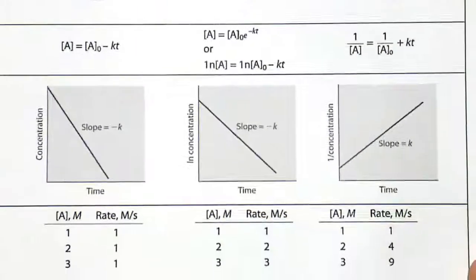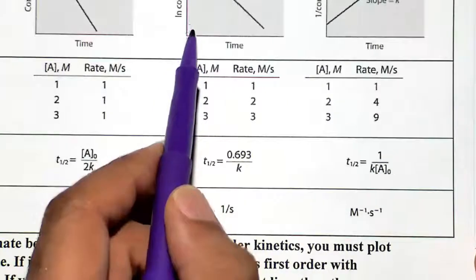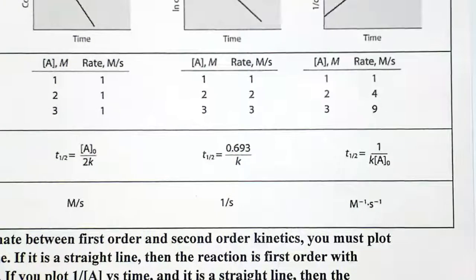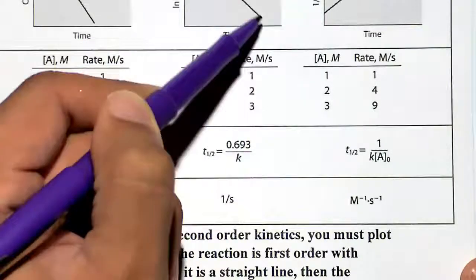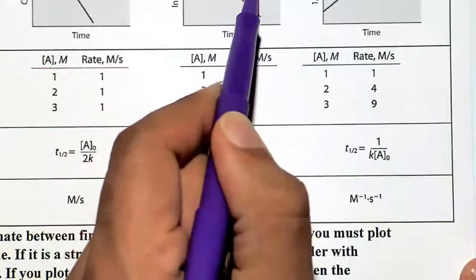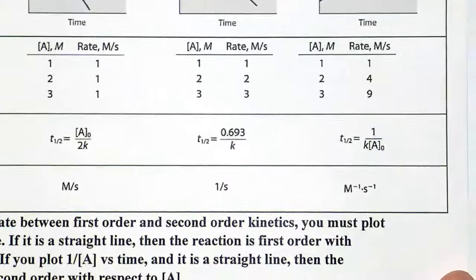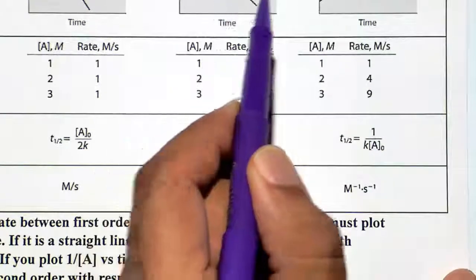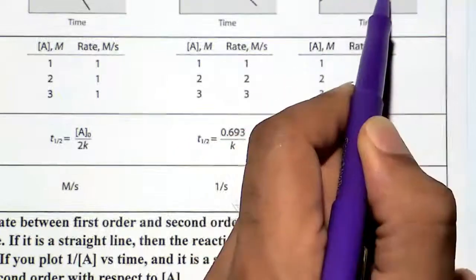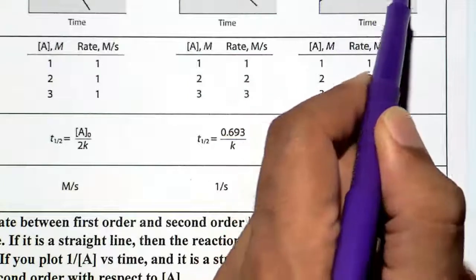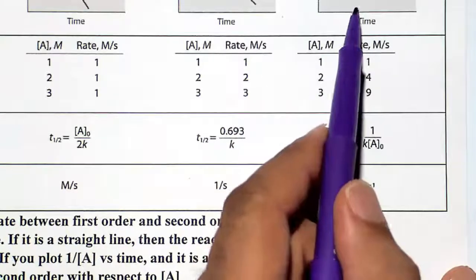So the linear transformation is actually shown here. If you plot the natural log of the concentration of A over time and the slope is a straight line, that's a linear transformation, and your slope is your proportionality constant, rate constant k. That's a first order. Now if you plot 1 over concentration over time and you get a straight line whose slope is increasing, and that slope is your proportionality constant k, then you have a second order reaction.